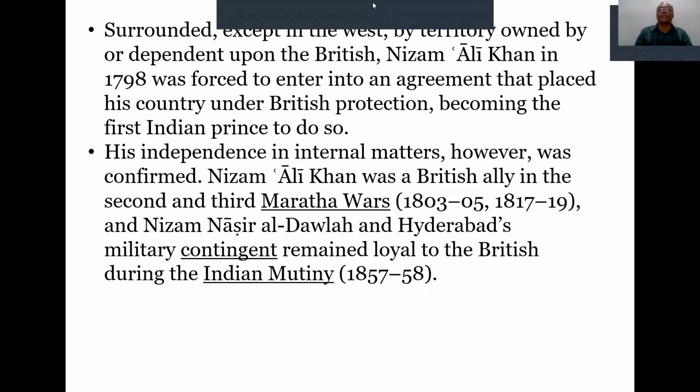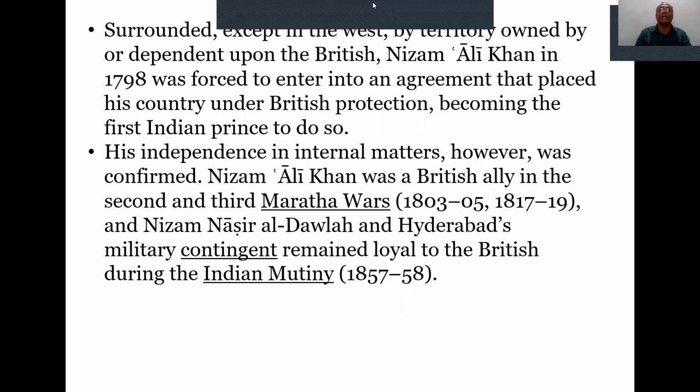After 1798, he was surrounded by the British forces, and he was compelled to enter into an agreement, and that placed Hyderabad under the protection of the British, and that makes Hyderabad become the first princely state in the Indian context.